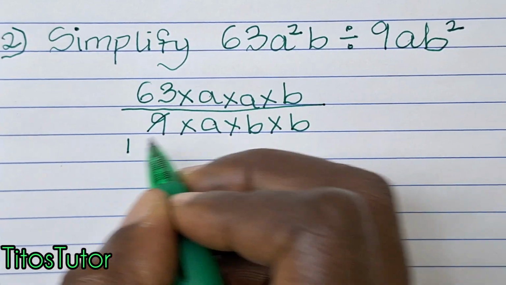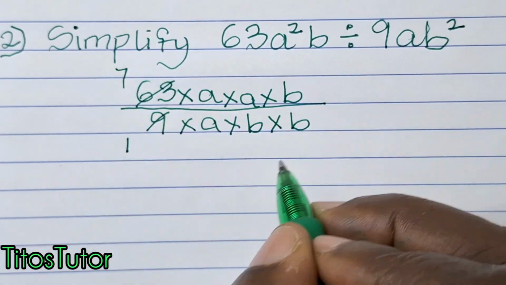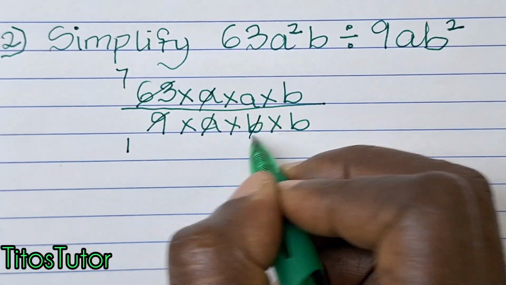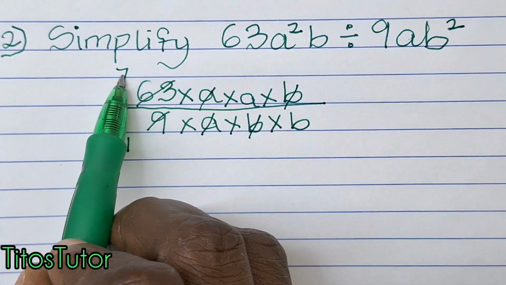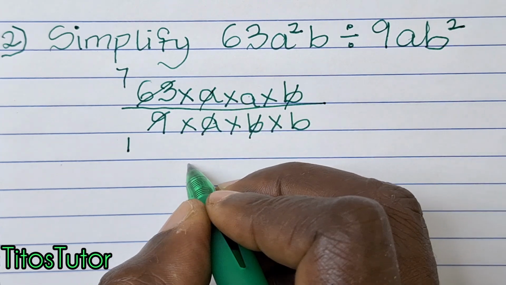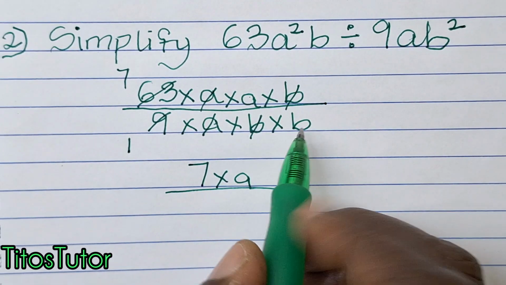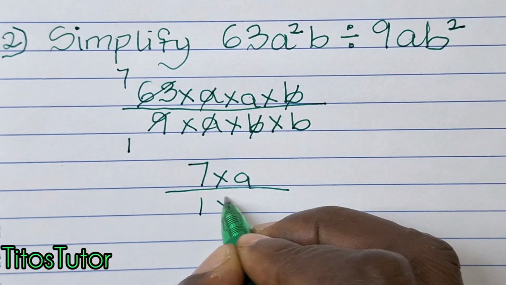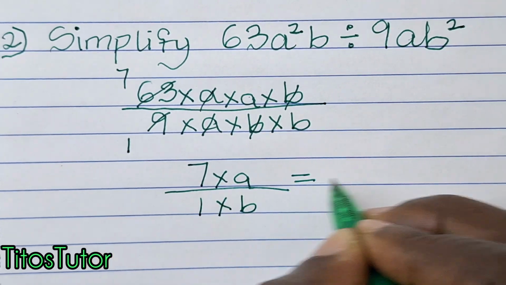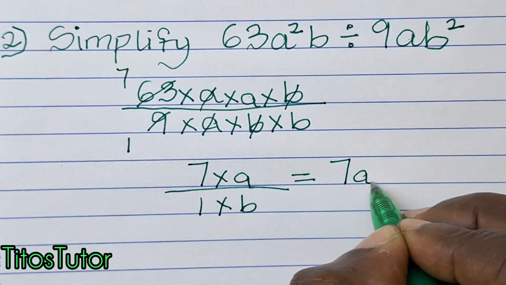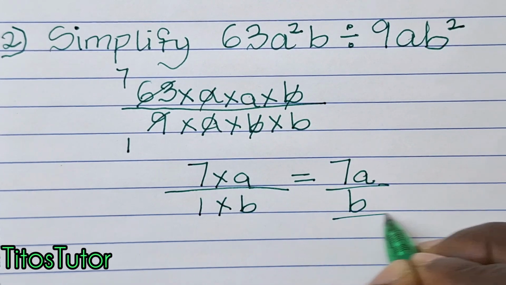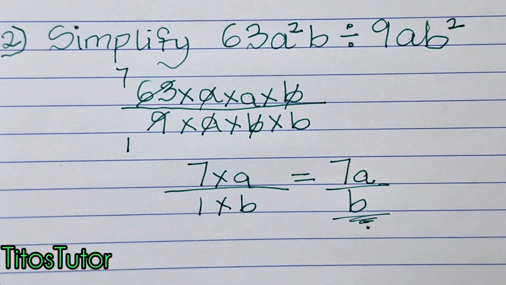9 here 1, 9 here 7. a cancels a, b cancels b. I have 7 times a left on my numerator, and in my denominator, I have just 1 times b. So my final answer is 7a over b, and I am done simplifying.